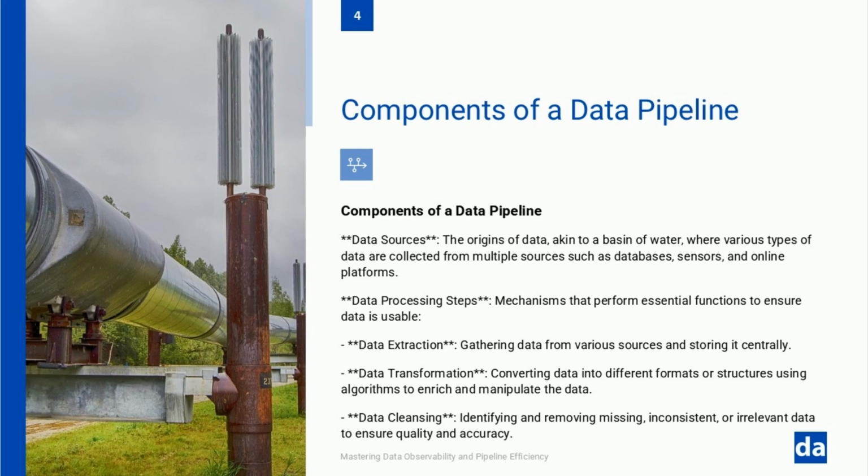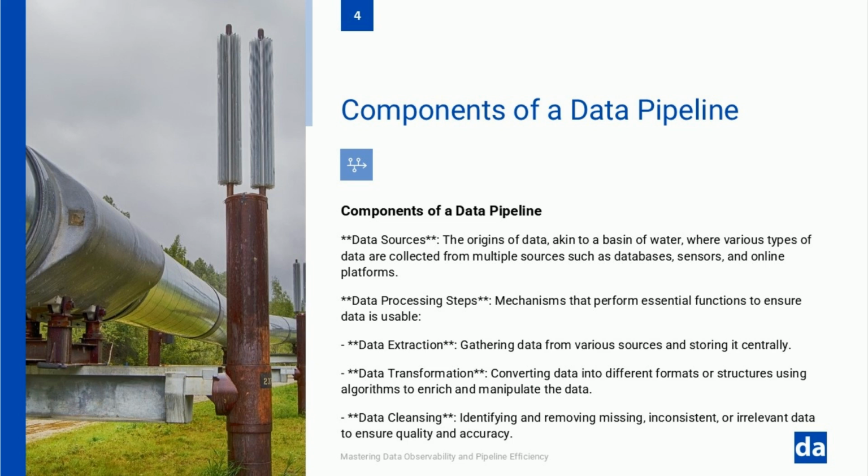These are the origins of your data, akin to a basin of water, where information is collected from various sources, like databases, sensors, or online platforms. This diversity of sources is what makes pipelines so versatile. Second, we have the data processing steps. These are the magic filters that transform raw data into something valuable.